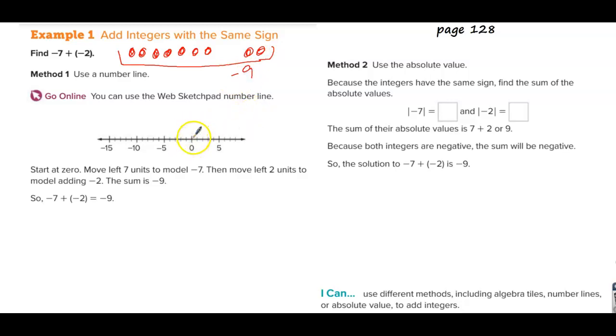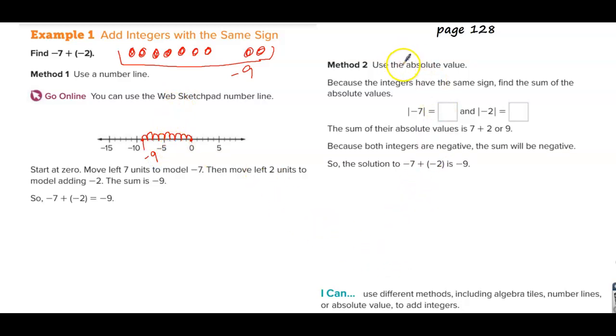All right. Here, if I start at the 0 and I go to the left 2, so left 2, and then left 7 more, 1, 2, 3, 4, 5, 6, 7. This number right here is -9, and that's what I get.